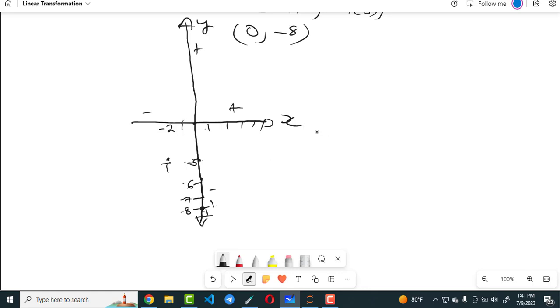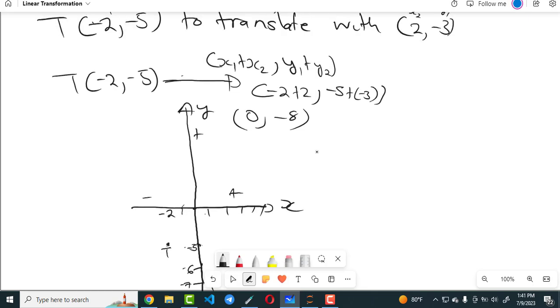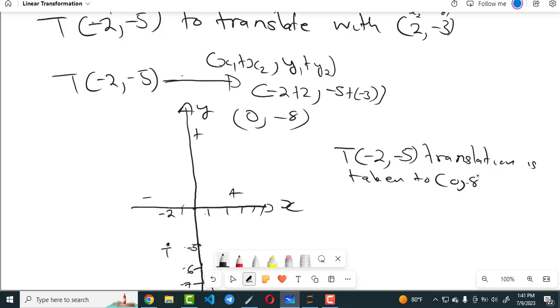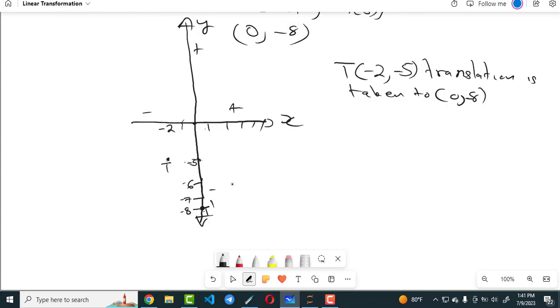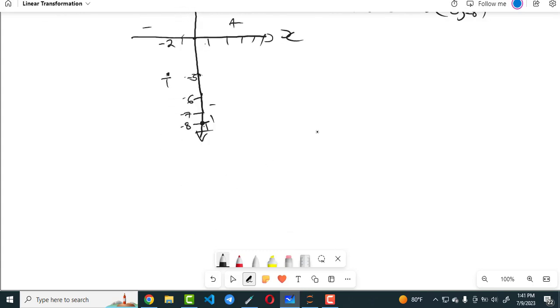So it means if you are to write it in a translation way, we are saying this mark takes T of -2, -5, we are saying translation is taken to 0 and -8. So the translation or the transformation of -2 through translation is taken to this point, as I have illustrated in this graph. So let us take a look also into another example, considering a linear transformation.